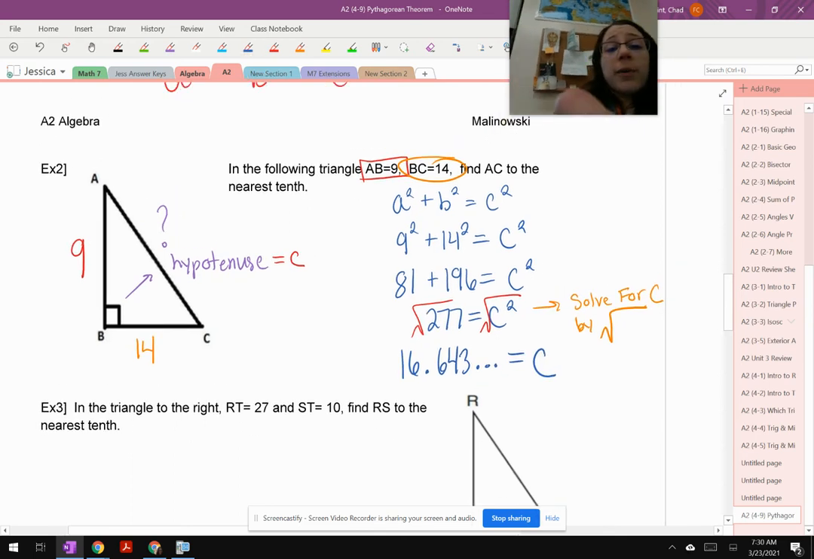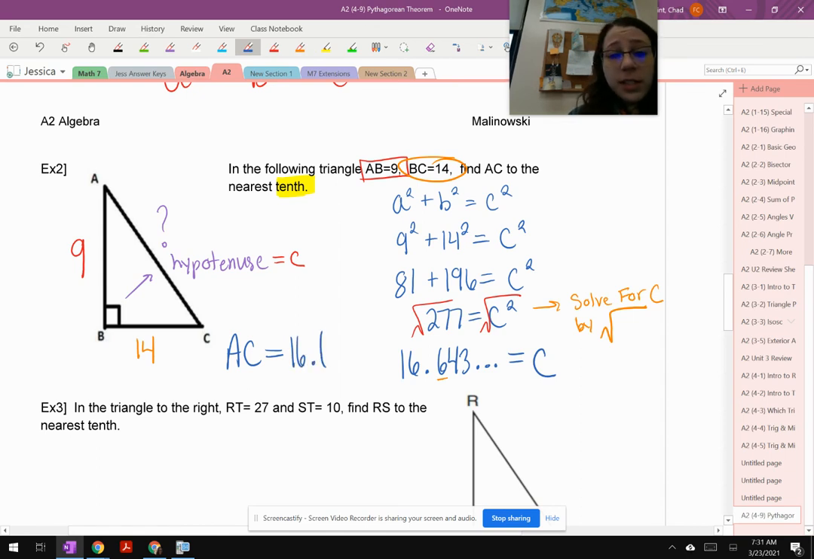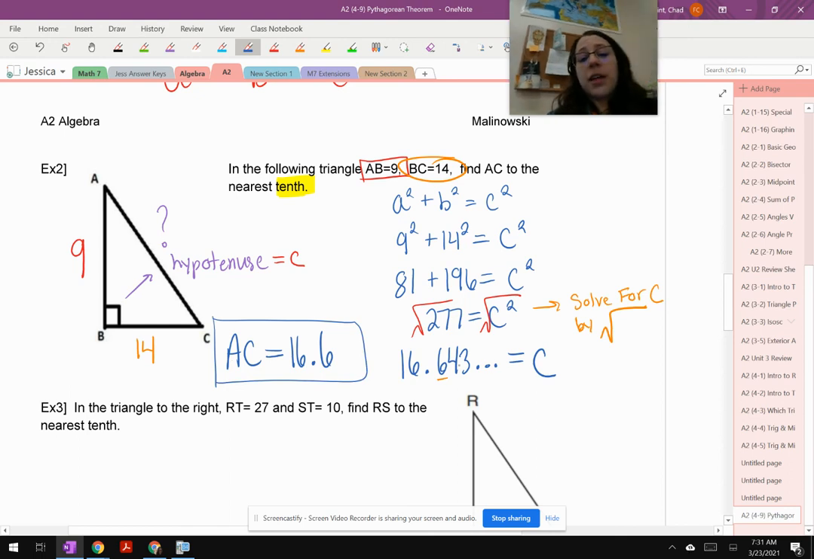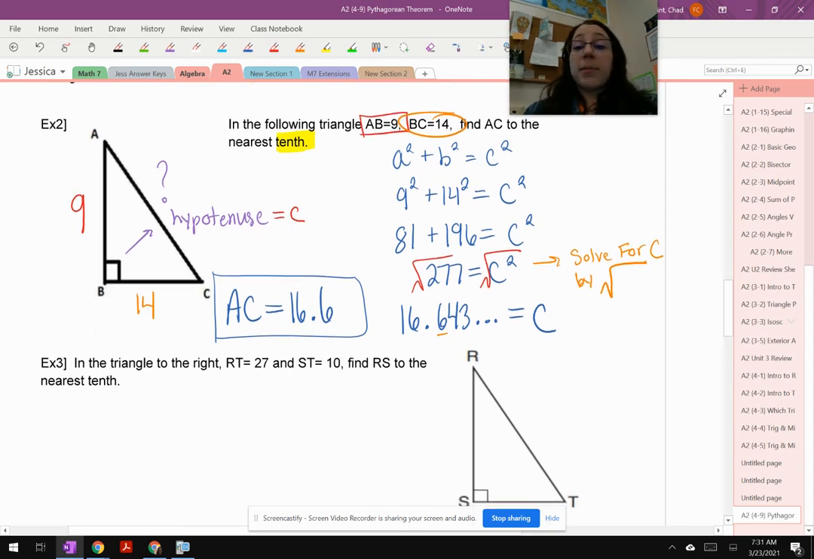So now we can go back and do the directions. The directions asked me to round to the nearest tenth, which would mean that I have AC being equal to 16.6, because I rounded to the nearest tenth. That 4 keeps it where it is. And that is how you use the Pythagorean theorem to find a missing side.